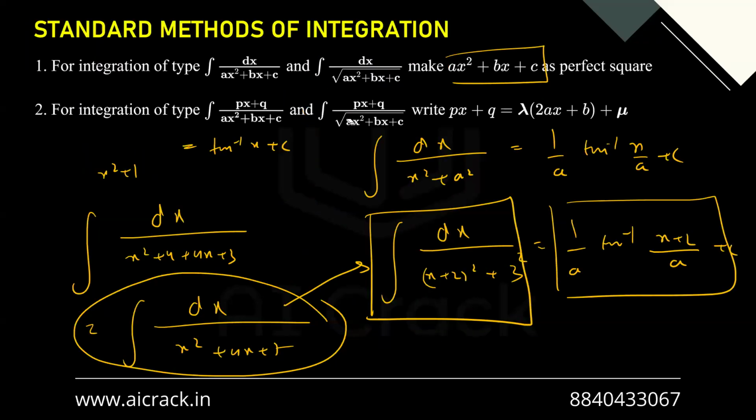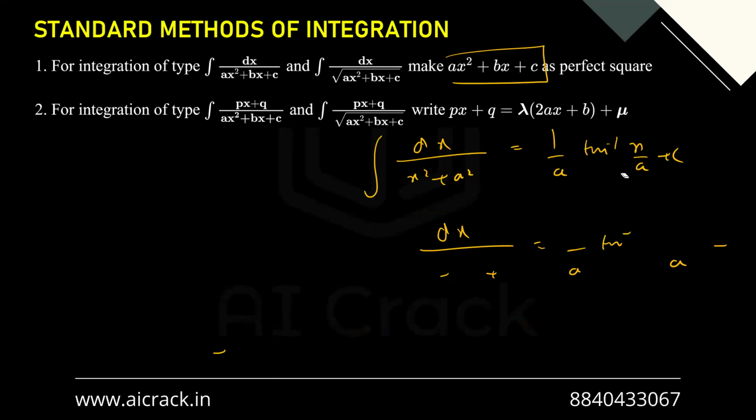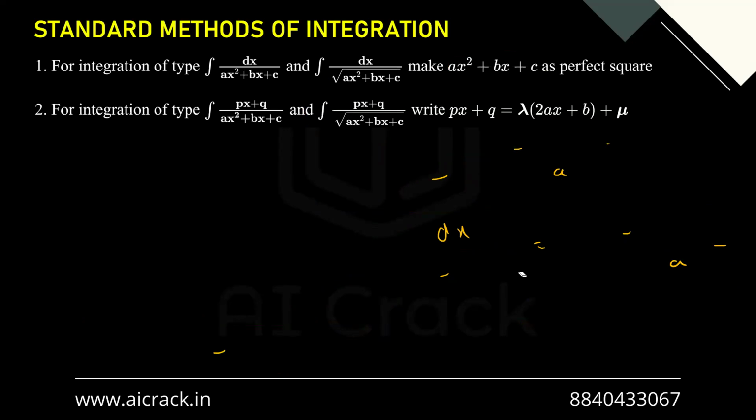And now if we talk about the second one, what do we have? Now in the second one, we have for integration of type integral px plus q divided by ax square plus bx plus c and integral px plus q divided by under root ax square plus bx plus c: write px plus q equals lambda times (2ax plus b) plus mu, right? Now what is this 2ax plus b? Now you can see that this is the derivative of ax square plus bx plus c. 2ax plus b is nothing but the derivative of ax square plus bx plus c.